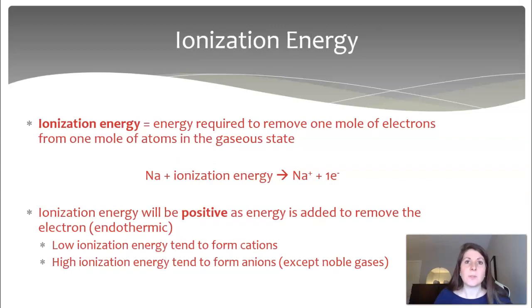So this is the energy that's required to remove 1 mole of electrons from 1 mole of atoms in the gaseous state. So if we're looking at sodium, you would add ionization energy to remove that electron. Ionization energy in general will be positive as energy needs to be added in order to remove the electron. So this is an endothermic process. A lower ionization energy means that the element or the atom tends to form a cation because it's easier to remove that electron. And then a higher ionization energy tends to mean that it's going to form an anion because you're not going to be able to remove that electron very easily.